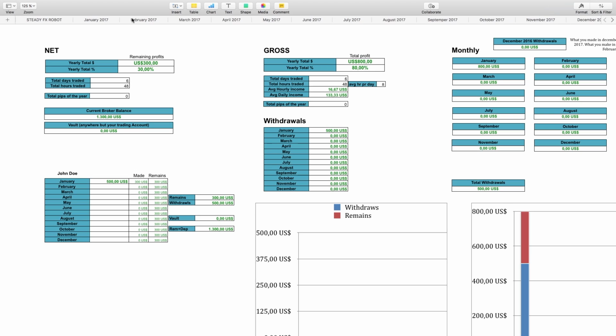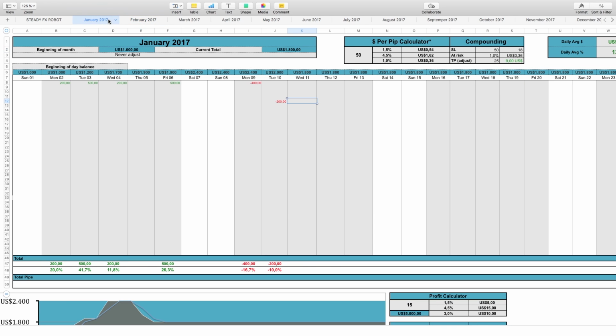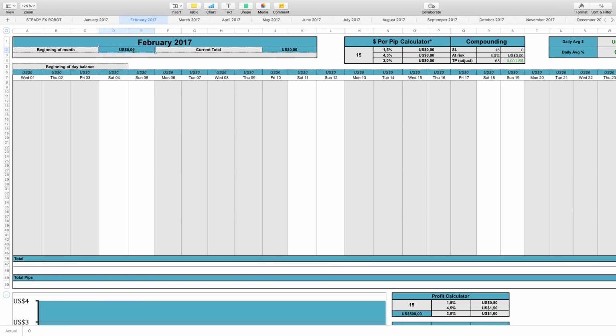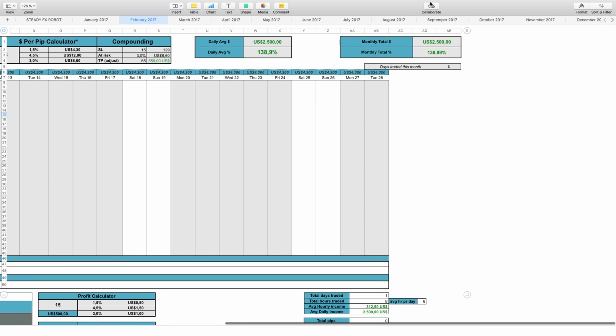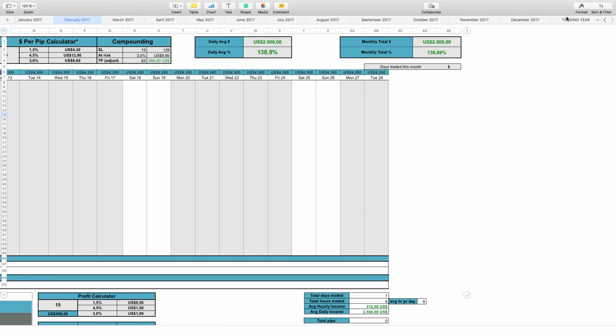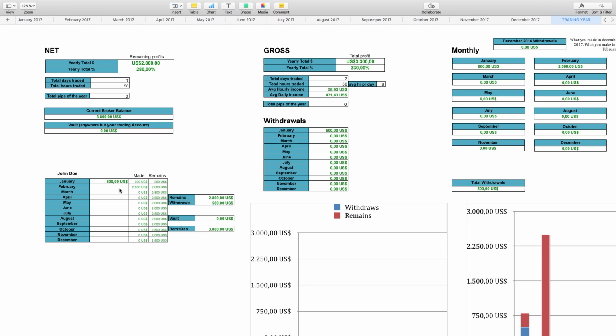So let's say we put in some money in February as well. The balance right now is 1800, so we put in that money because we took something out, remember? So we're putting in 1800, and let's say we had a good month, so we made 2500, which is pretty good. So let's go back to trading year, and now you see that we made 2.5, but remainings is 2,800 because we had remainings of $300 from last month. So in theory, we can actually take that amount off.